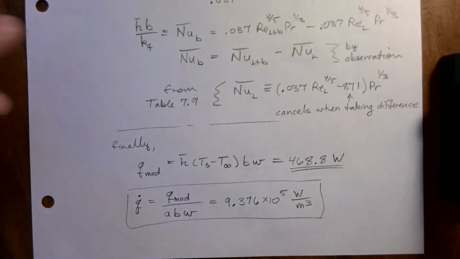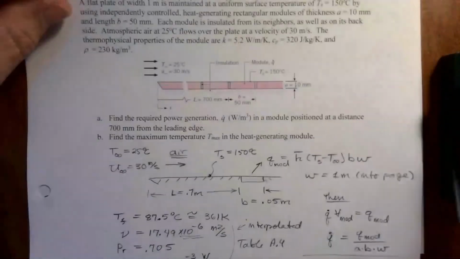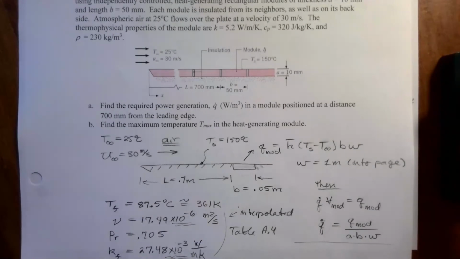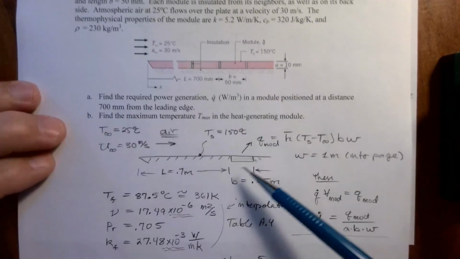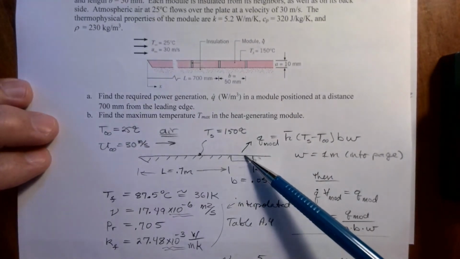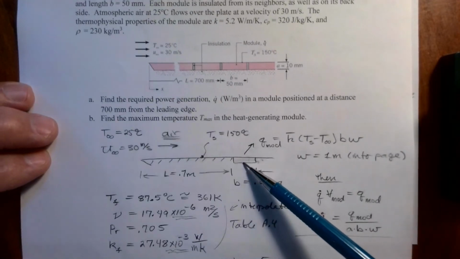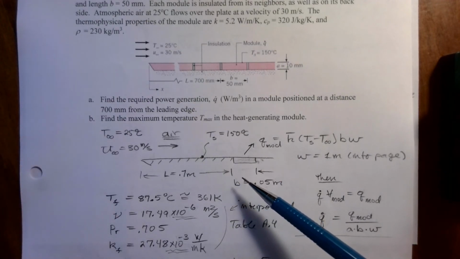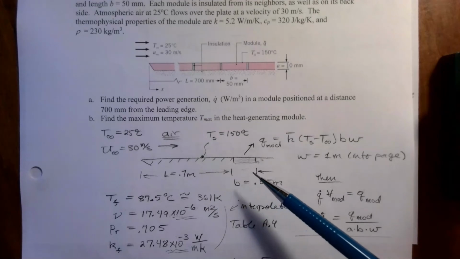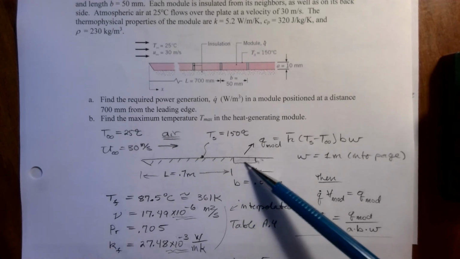Okay, so let's move on to discuss part B. Part B is saying find the maximum temperature in the heat generating module. So now looking inside this module, there's a surface temperature, but since we have generation throughout this volume, there'll be a higher temperature on the other side. So this goes back to, I forget which chapter it is, where we talked about generation. I think it's chapter 3. There was some discussion of heat transfer with generation, right?